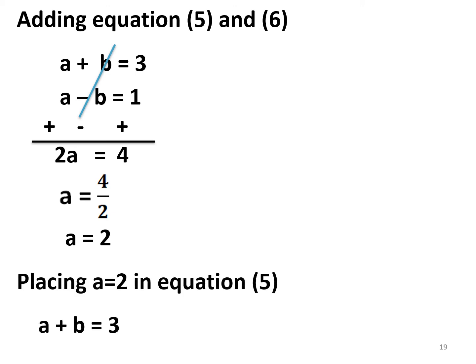Substituting the value of a is equal to 2 in the equation a plus b is equal to 3, so 2 plus b is equal to 3. b is equal to 3 minus 2, and therefore b is equal to 1.